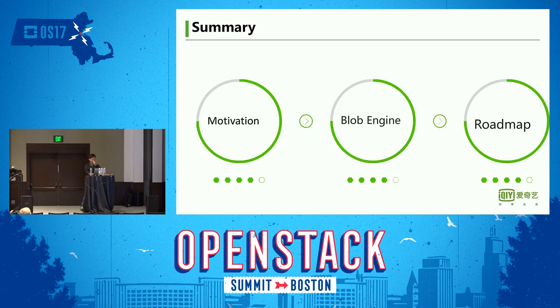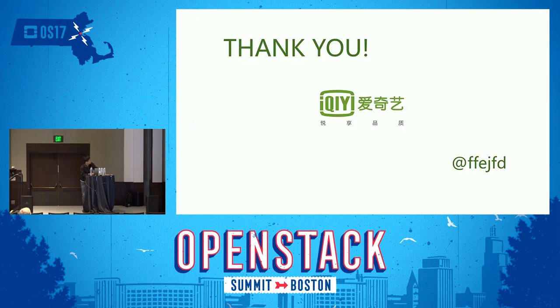So I guess that's all for the session, and let's check the summary. First, we introduced the motivation: why do we optimize Swift? And then the design and implementation of the blob engine were examined. Finally, there was a short introduction on the roadmap. You can reach me by Twitter. So, any questions?